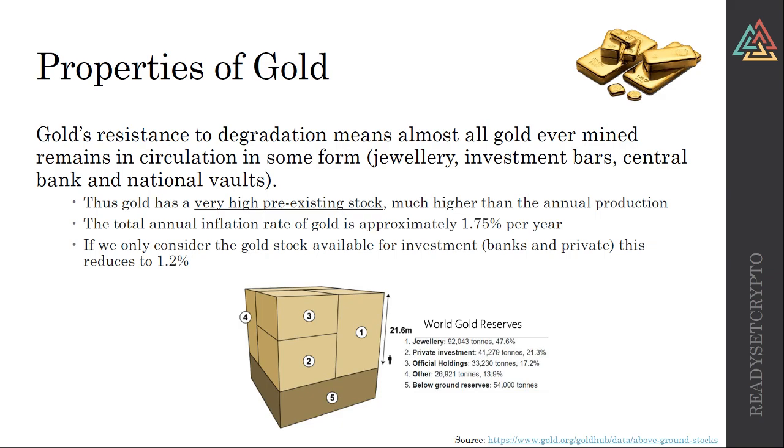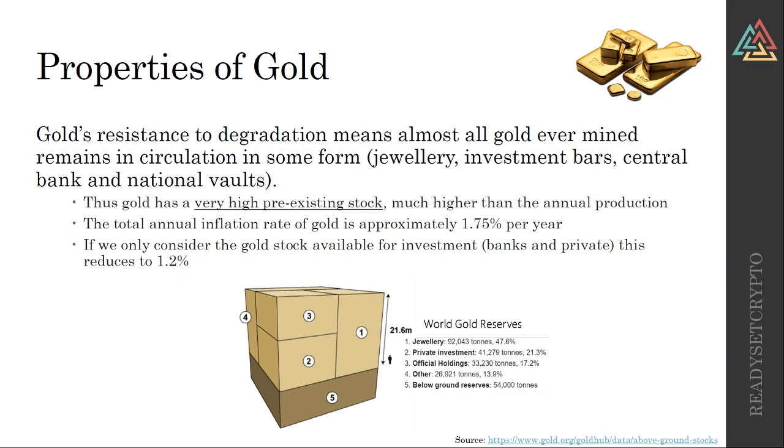So if we look at gold, which has historically been the highest stock to flow ratio commodity that we've ever had, and has historically been sound money. It has a natural resistance to degradation. So most of the gold, if not all the gold that's ever been mined, remains in circulation in some form, whether it's jewelry, investment, national vaults. It has a very, very high pre-existing stock, and it is substantially higher than the annual production, which is something like 1.75%. And if you look at the gold that's only going towards investment, it goes down to 1.2%. So almost 50% of gold supply goes towards jewelry.